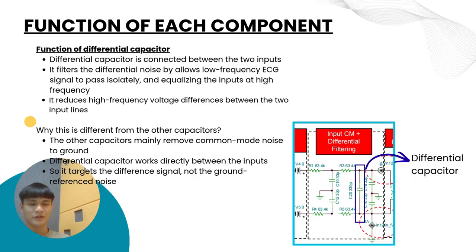And why is this component different from the others? Well, the other capacitors primarily move common mode noise to ground. The differential capacitor works directly between the signal lines. It targets the differential signal exclusively, not the ground reference noise.